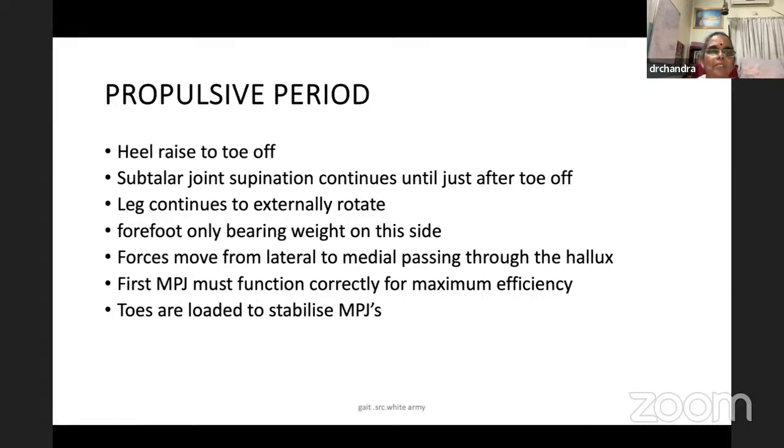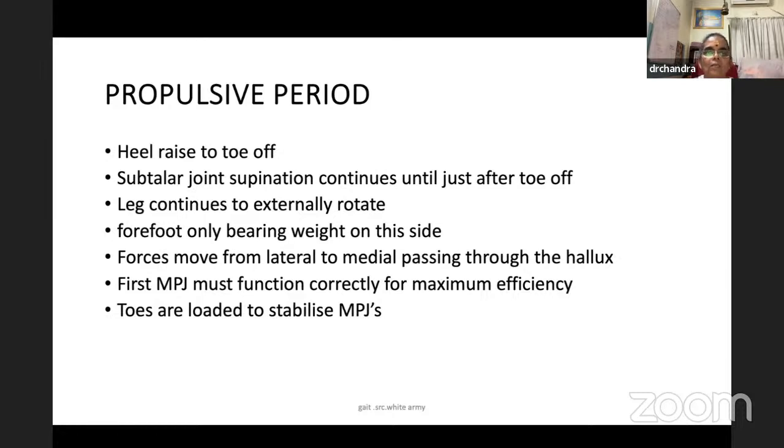Next comes the propulsive period. So stance phase, mid stance and initial stance we saw. Then you go to the propulsive phase, heel raise to toe off. So the heel has raised, the toe has touched. And the propulsive phase starts when the toe is off. So the stance phase is from the heel to the toe. When the toe is off the floor, only then does the propulsive phase start.